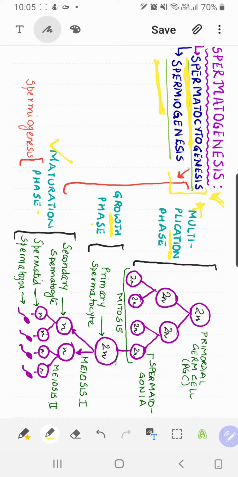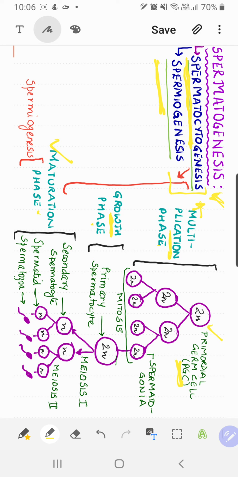What is happening here? We always start the spermatogenesis or oogenesis, any of the gametogenesis flow charts, with PGC. PGC is primordial germ cell. That means the cell which is present in the germinal epithelium. I have already explained to you what is germinal epithelium, right? So primordial germ cell is a cell that proliferates out of the germinal epithelium.